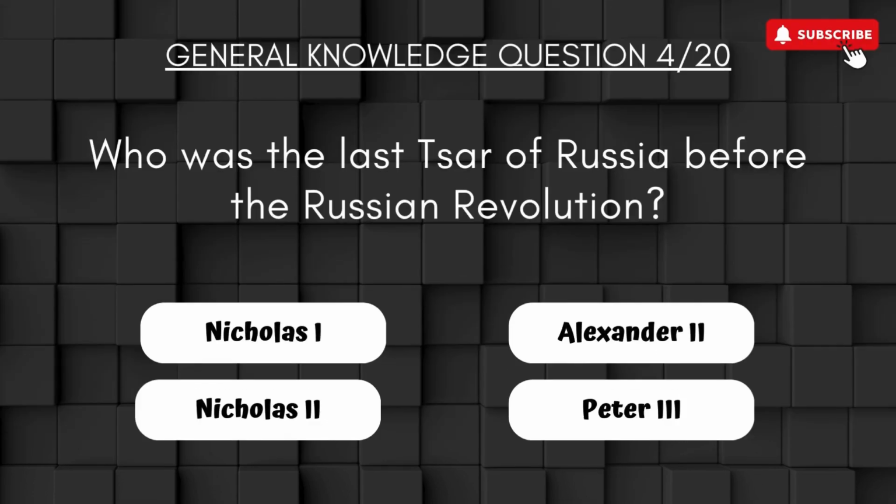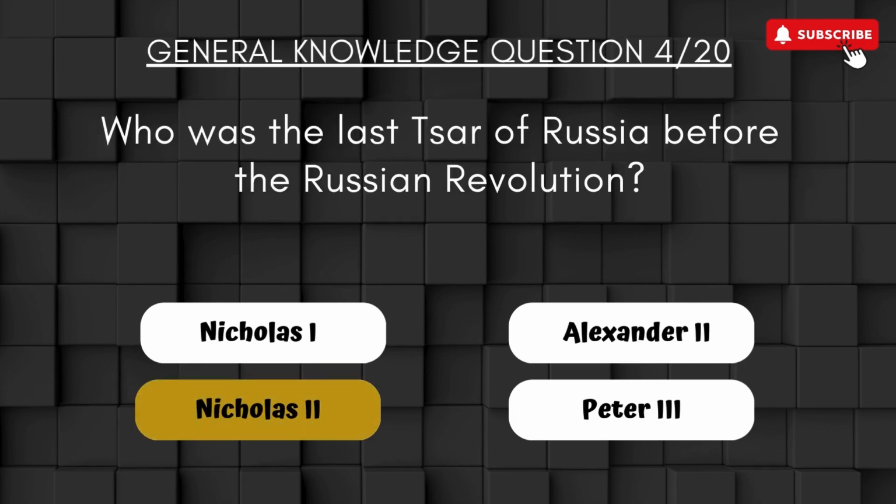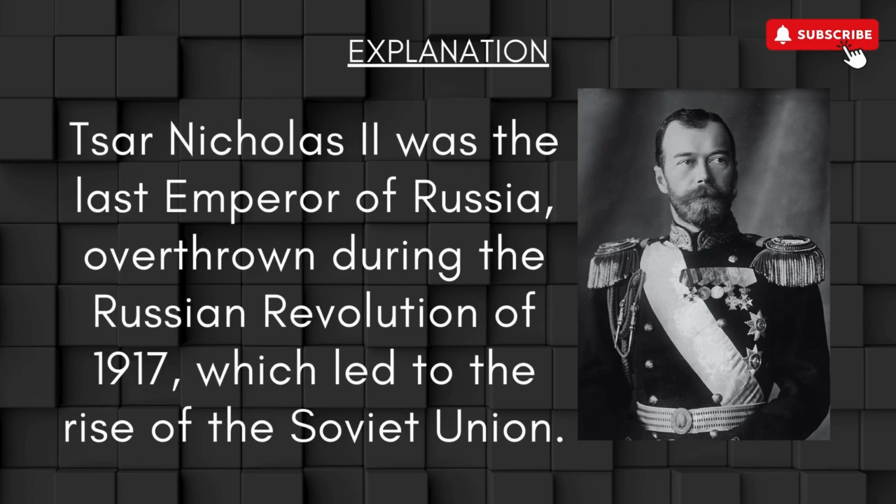Who was the last Tsar of Russia before the Russian Revolution? Tsar Nicholas II was the last emperor of Russia, overthrown during the Russian Revolution of 1917, which led to the rise of the Soviet Union.